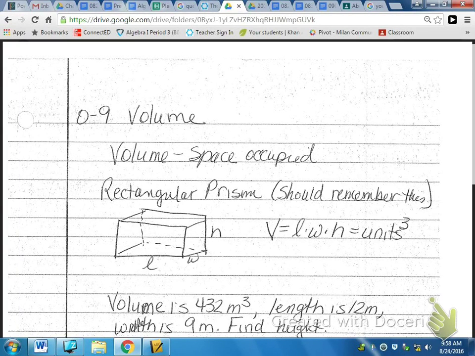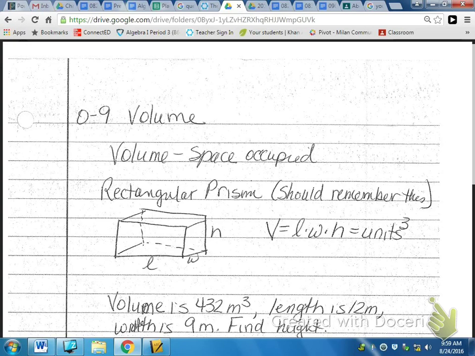Lesson 09, volume. Volume represents the space occupied in a three-dimensional figure. So it actually involves three dimensions, just like I said, a length, width, height, so that when you are labeling volume, you're taking, again, something like feet times feet times feet. So three things. So you always label volume in units cubed.